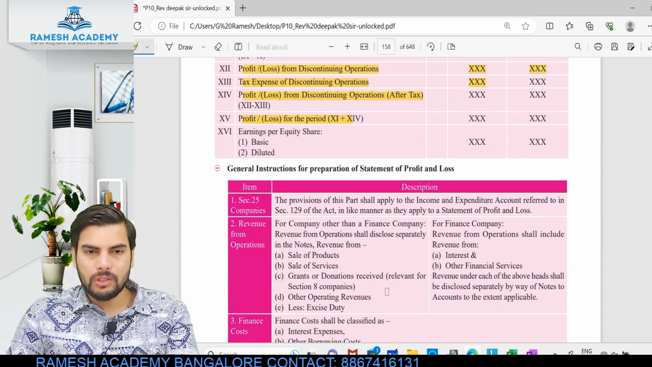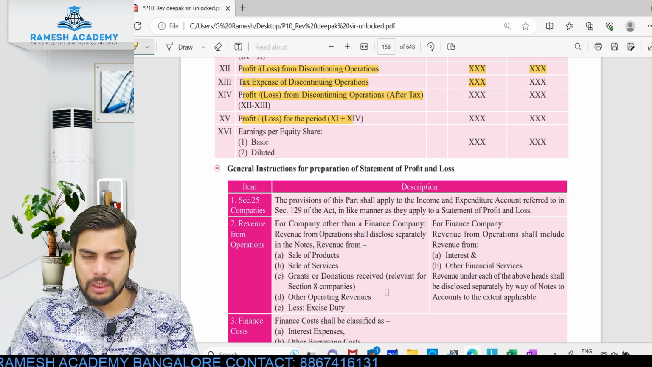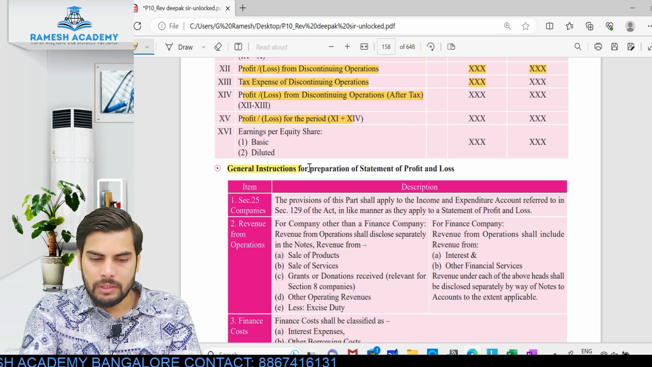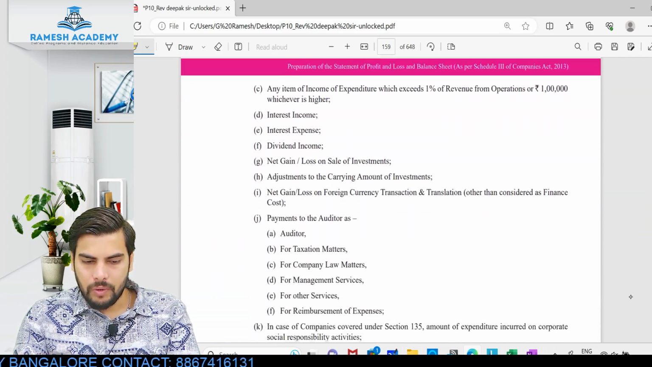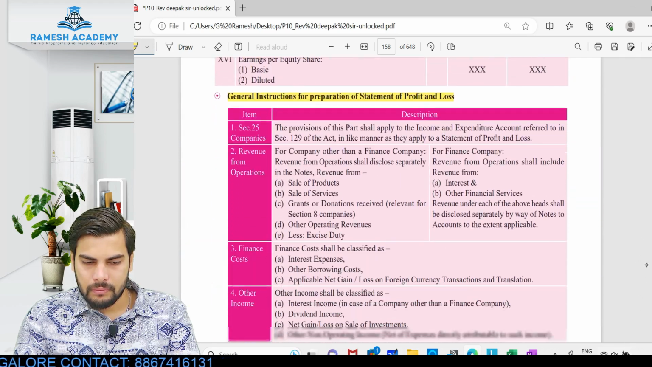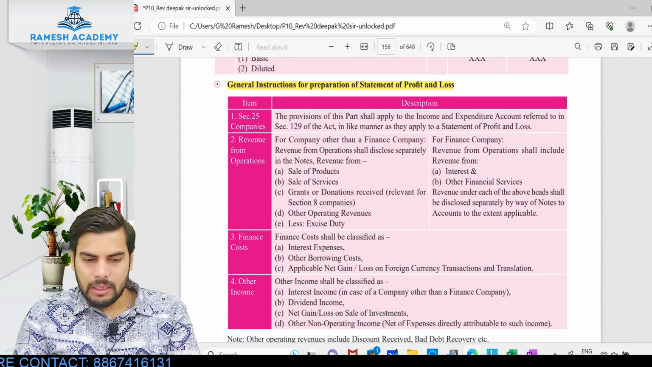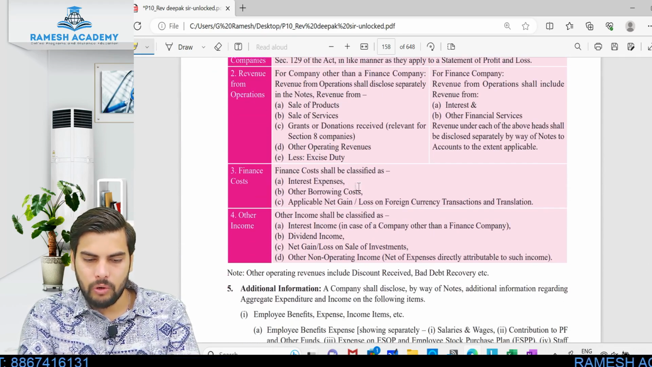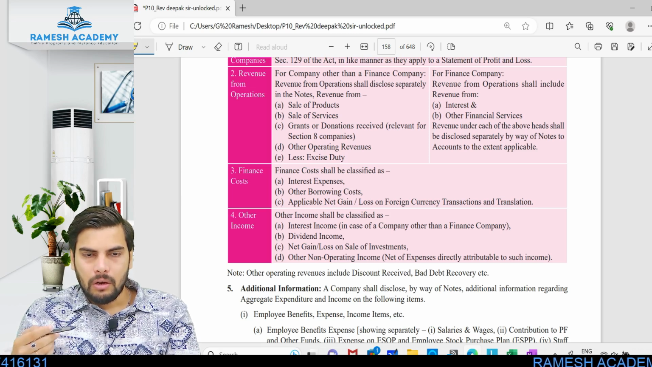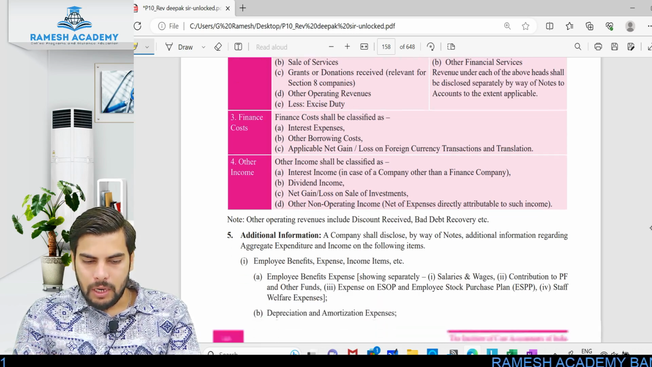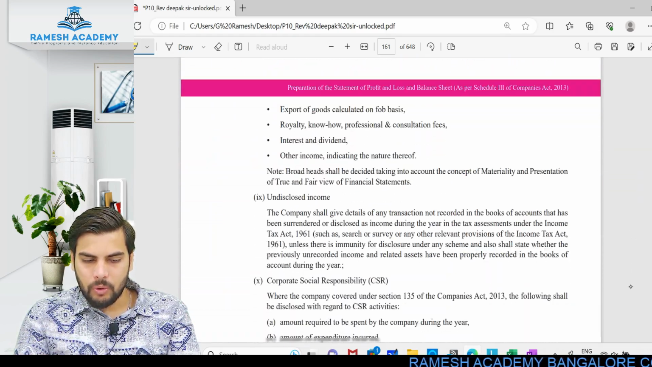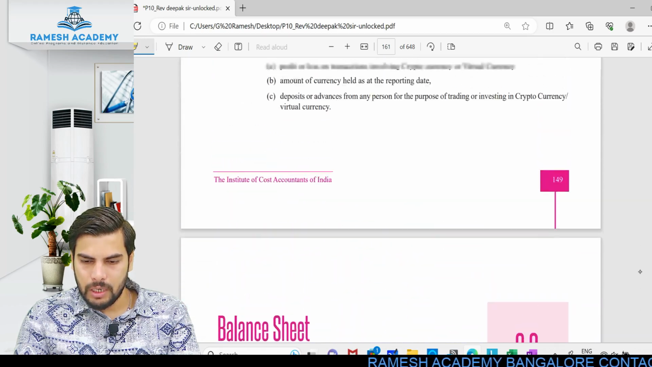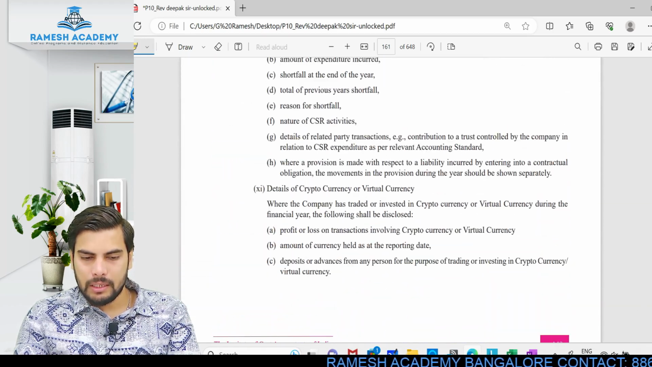We have got a few instructions that we need to follow while preparing this P&L account. Look at this. General instructions for preparation of statement of P&L account. We have got a lot of instructions over here. Look at this. Section 25, companies, revenue from operations, what all things should be disclosed, financial cost. Remember I told you, interest on borrowed amount, all these things we'll have to disclose. Additional information, a lot of theoretical aspects with respect to each and every item of P&L account has been given. So we'll be looking at that in the next class.